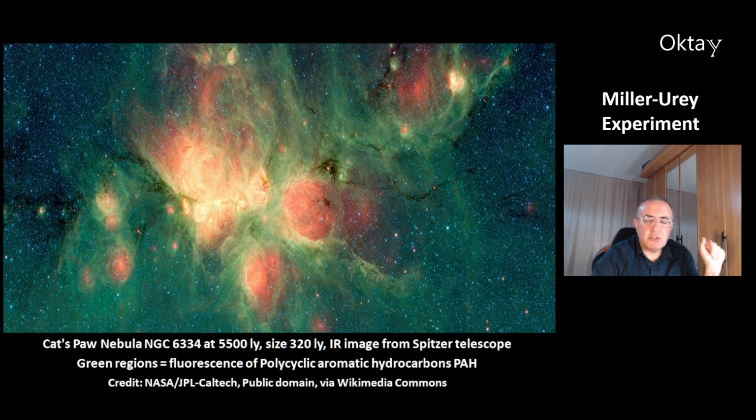There's a nice image of the Cat's Paw Nebula NGC 6334 at 5,500 light-years distance. The size of this nebula is 320 light-years. This is an infrared image from the Spitzer telescope. And you can see the outer green regions. They are a product of the fluorescence of polycyclic aromatic hydrocarbons, PAH.